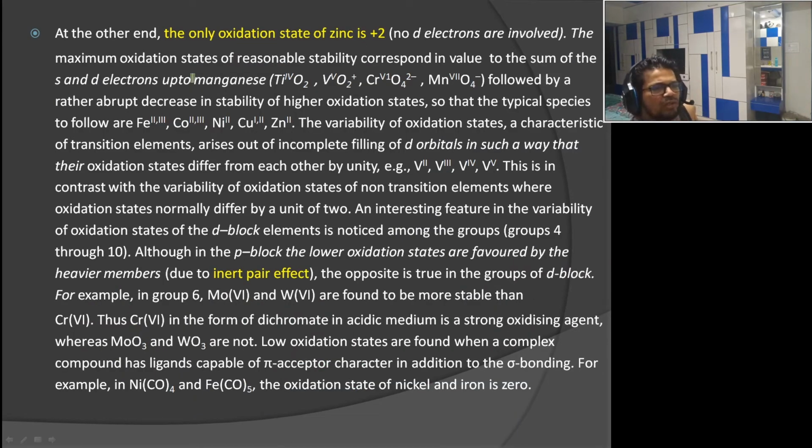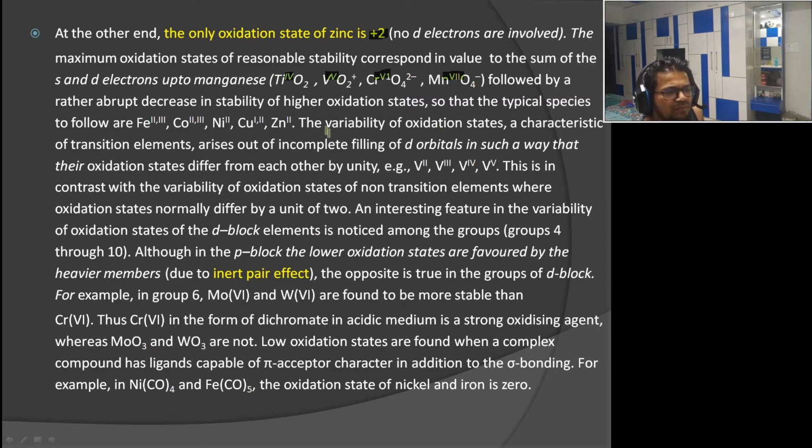Now zinc's state is +2 only, people. That's what we see because that's the maximum it can have. Now it says the maximum state is for reasonable stability. These are the oxidation states you see over there on the top. So titanium is +4 with oxygen, vanadium +5, chromium +6, Mn +7. We have seen, no? Potassium dichromate, potassium permanganate. So in dichromate, chromium is +6, in permanganate, Mn is +7. That's the part because of the stability rule.